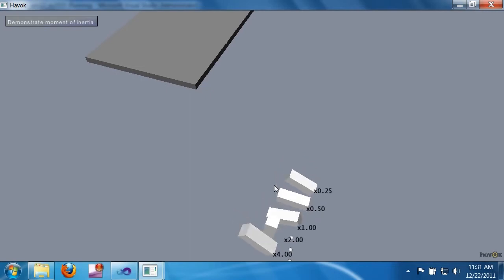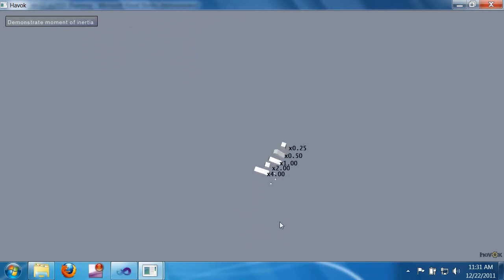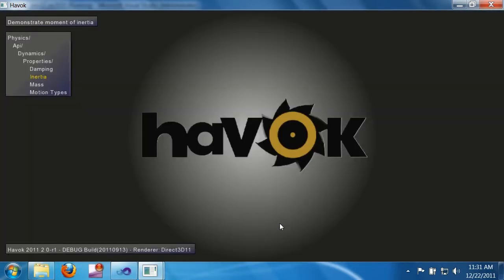When I drop identical spheres on each of them, we can see that the boxes with less inertia spin faster. So inertia is commonly increased in order to make bodies more stable by reducing their angular velocity, or to restrict rotation about a particular axis when modeling a body like a spinning top.